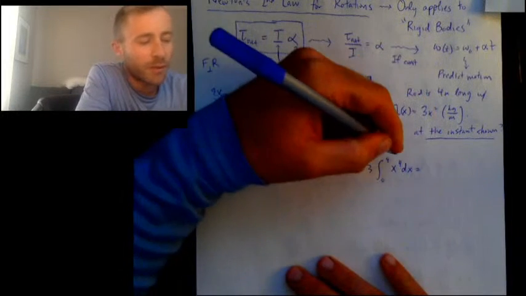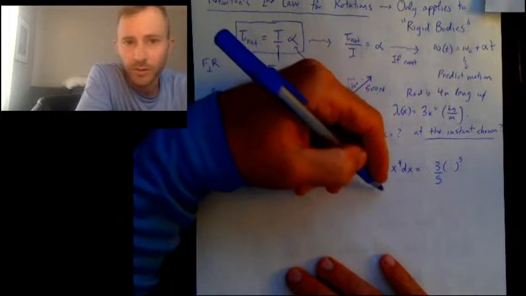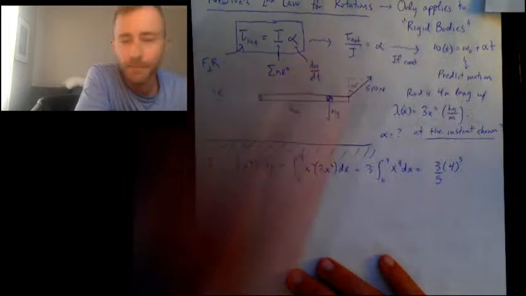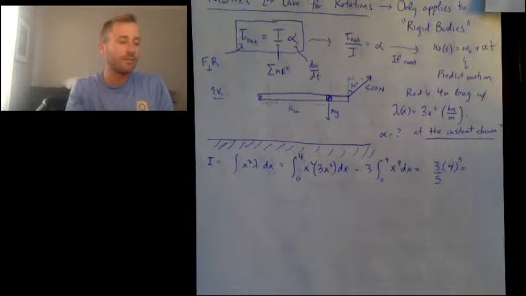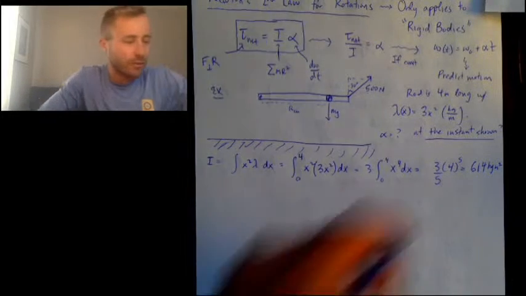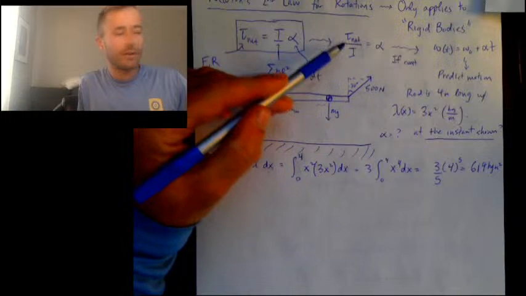So we bump up the power, and then we divide by the bumped up power, and then we plug in 4, we plug in 0, and we subtract them. The 0 one just gives 0, so all I have to do is plug in 4. So this gives a rotational inertia of 3 times 4 to the 5th divided by 5, which is 614 kilogram meters squared. So that's the first part. We've got our inertia.